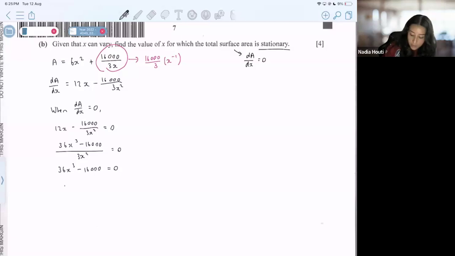Okay, so we can solve for x, which will be the cube root of 16,000 over 36. Okay, so this is to 5SF, but our final answer, we want it to be to 3SF. So it's 7.63.